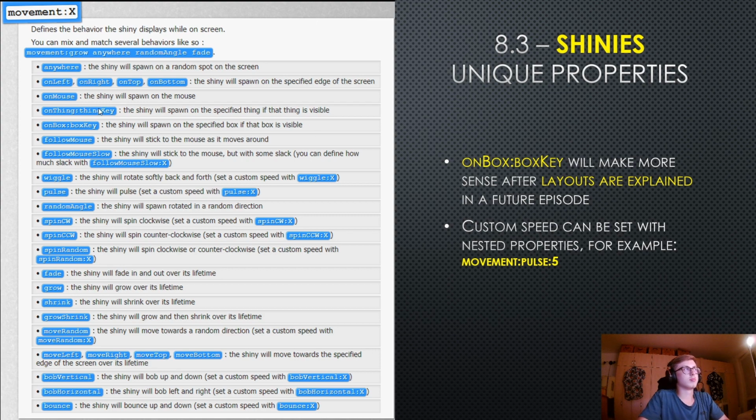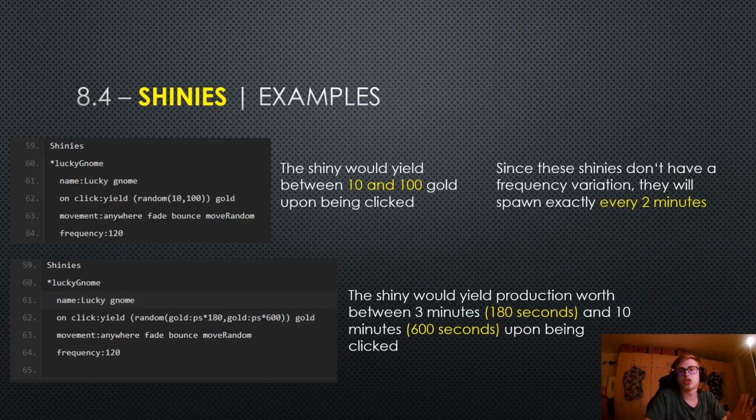And yeah, you can set where the shiny will spawn, how it will move. And you might also have noticed that sometimes in brackets there is a set custom speed with, for example, wiggle x, right? And this custom speed can be set with nested properties. For example, if you wanted your shiny to pulse, you would just do movement pulse 5. So now let's move on to some shiny examples.